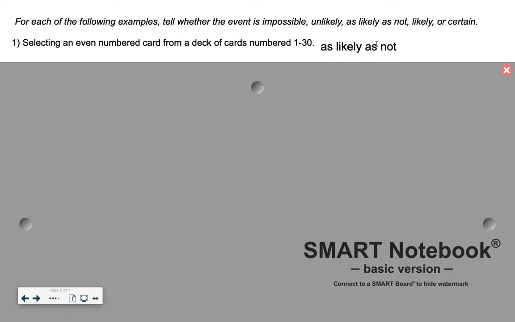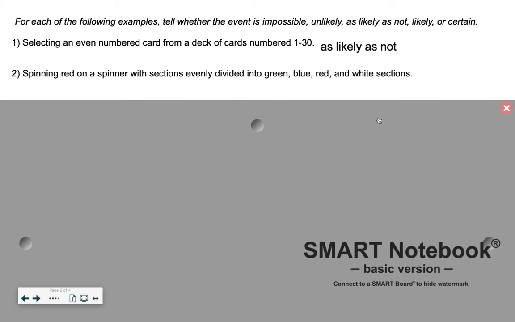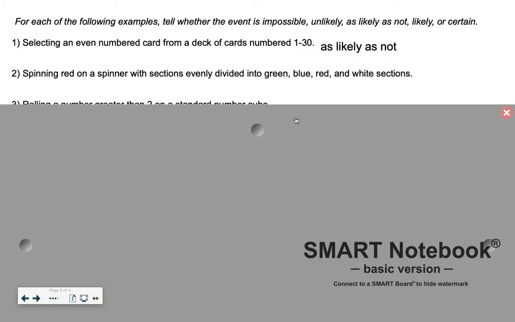Okay? All right, let's see what number 2 says. Number 2 says spinning red on a spinner with sections evenly divided into green, blue, red, and white. So I see we have 4 different sections and only one of them is red. So that would be a probability of 1 out of 4, correct?